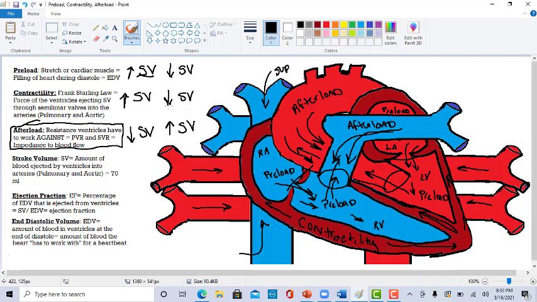So I just kind of wanted to highlight that. So that's kind of where those components come into play. That's the visual that I can give you to try to explain the preload, contractility, and afterload. I'm going to stop this here so it's short, and then I'll do another one coming up in a second.